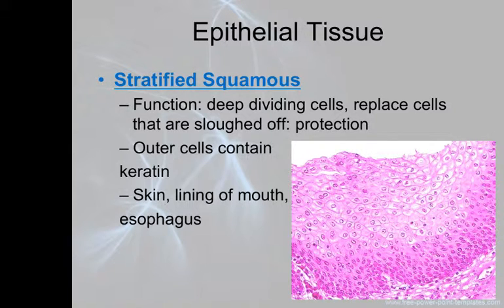Stratified squamous. Now we have a deep layer of squamous cells. These cells are constantly being replaced and are found wherever your body gets abrasion. It's your skin, for example, and the lining of your esophagus.